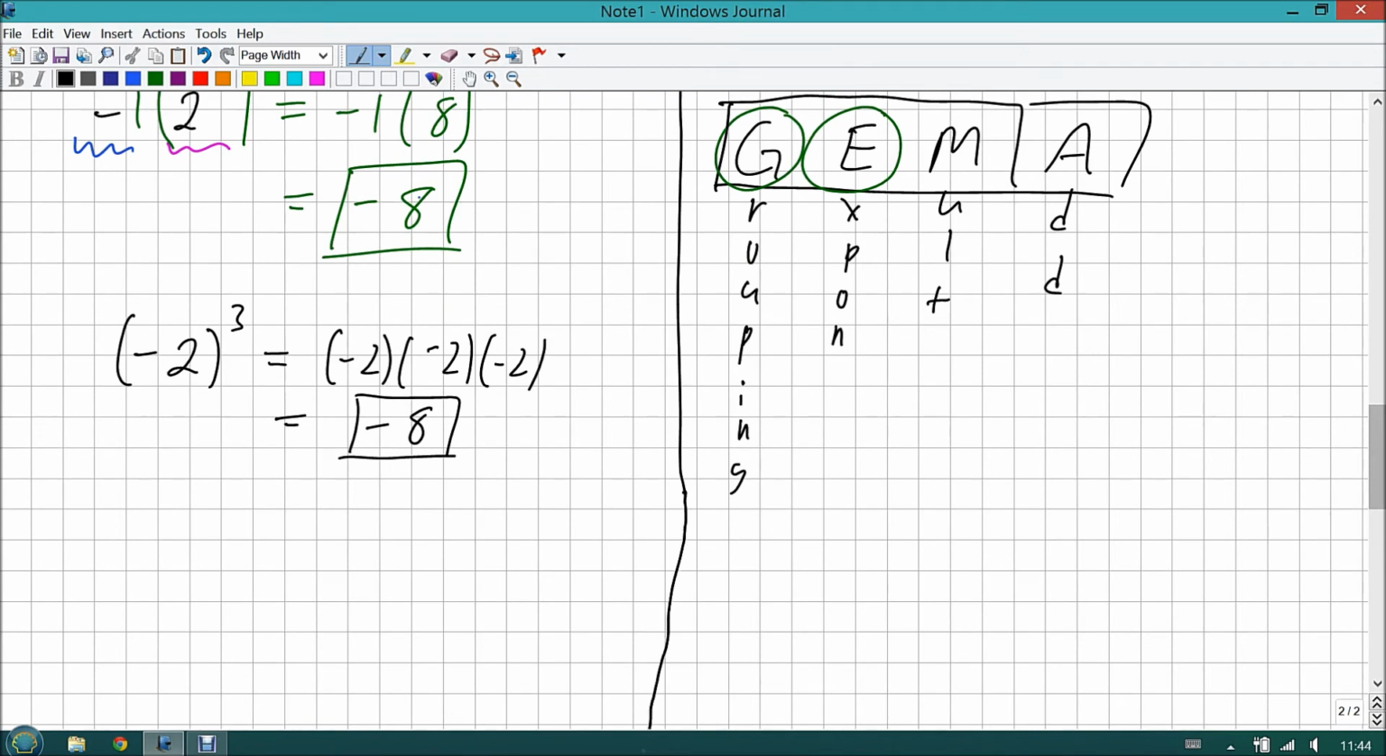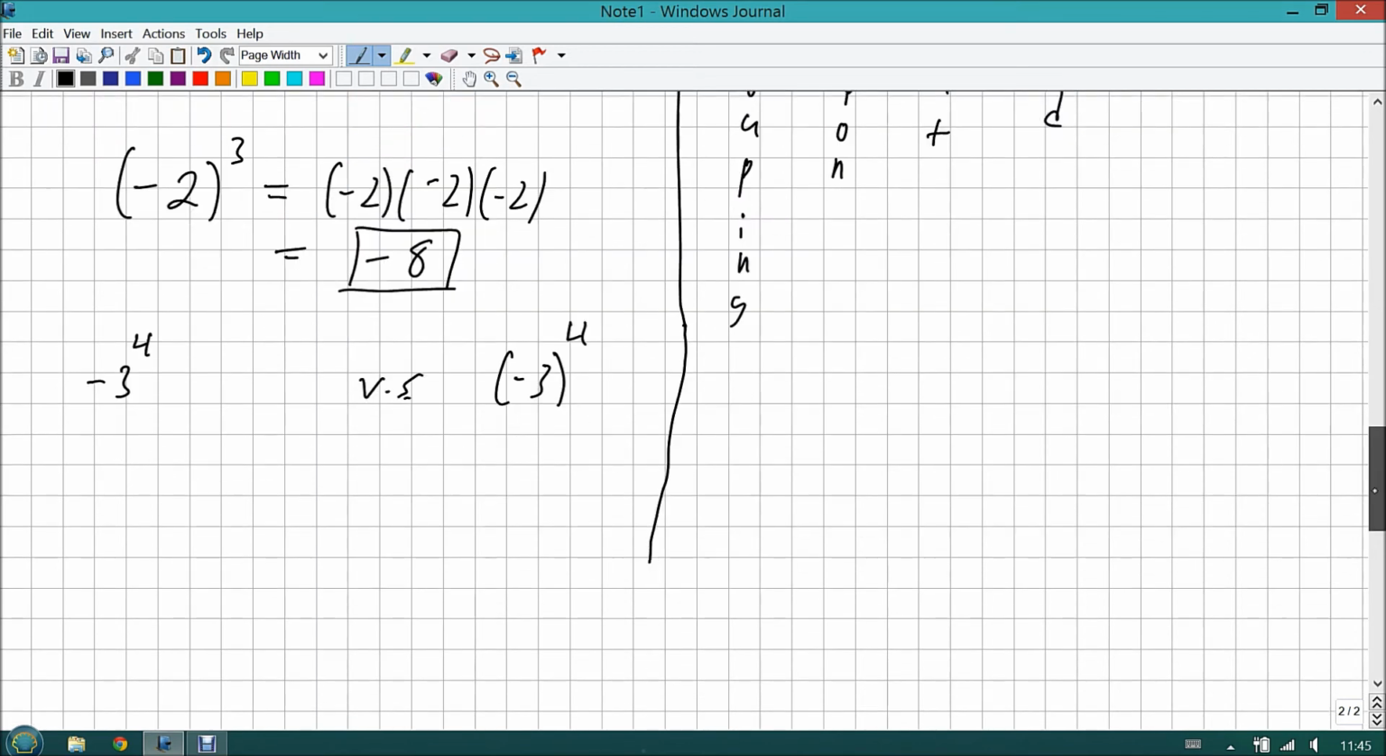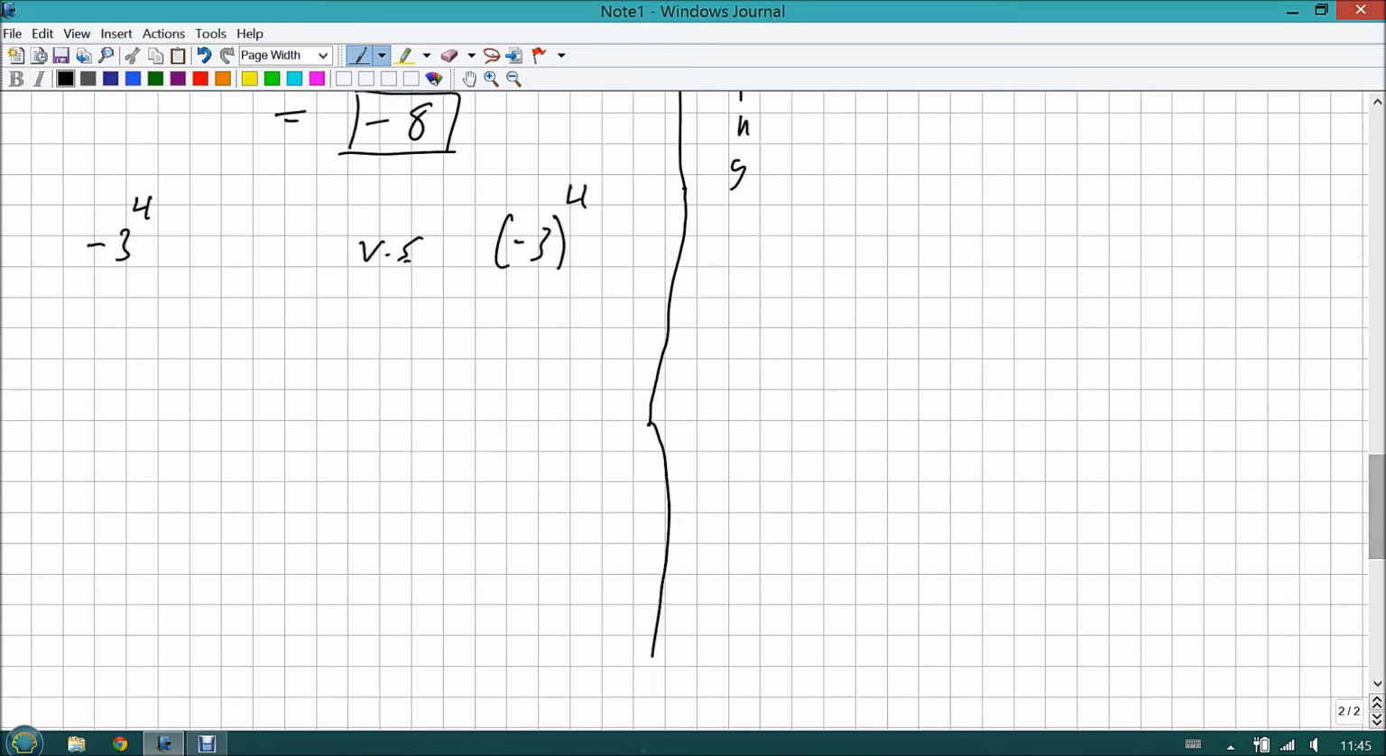Well, let's try an experiment. Let's see what happens if we bring it up to an even number. Let's try -3 to the fourth versus (-3) quantity raised to the fourth. So, once again, we do our order of operations. On the first one, the negative is done second, so this would be -3 to the fourth. So we do 3 to the fourth. We did that previously. That was 81. So we'd have negative times 81, which gives us -81.